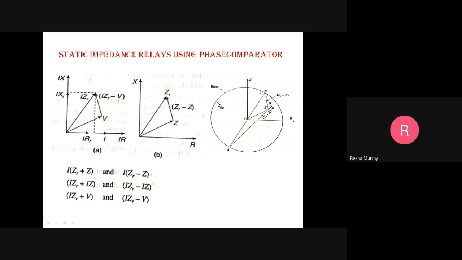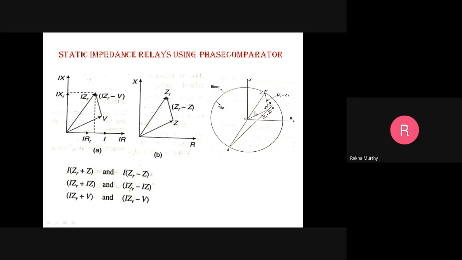So the point which is going to touch the circle is indicated as M. So NM is the diameter of the circle. NO is equal to ZR. NO, with respect to the center O, is nothing but ZR, and the phasor NP is this one.